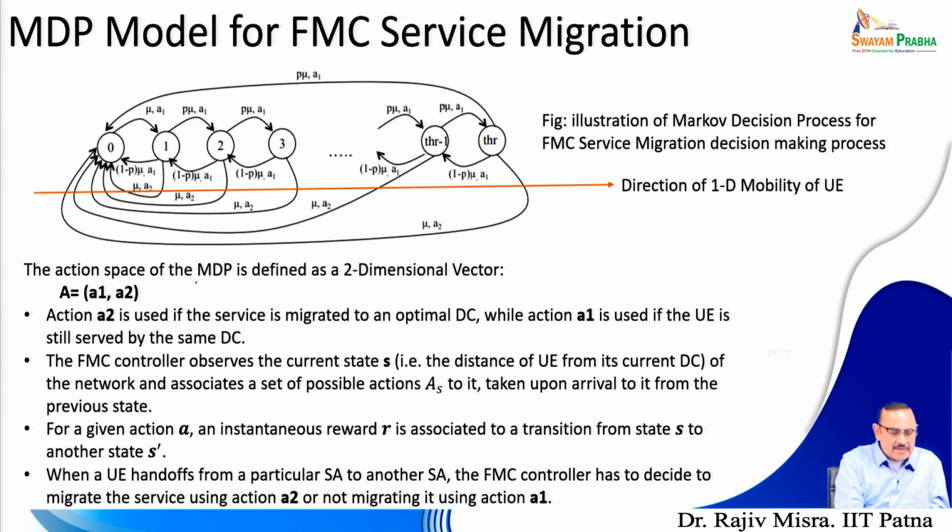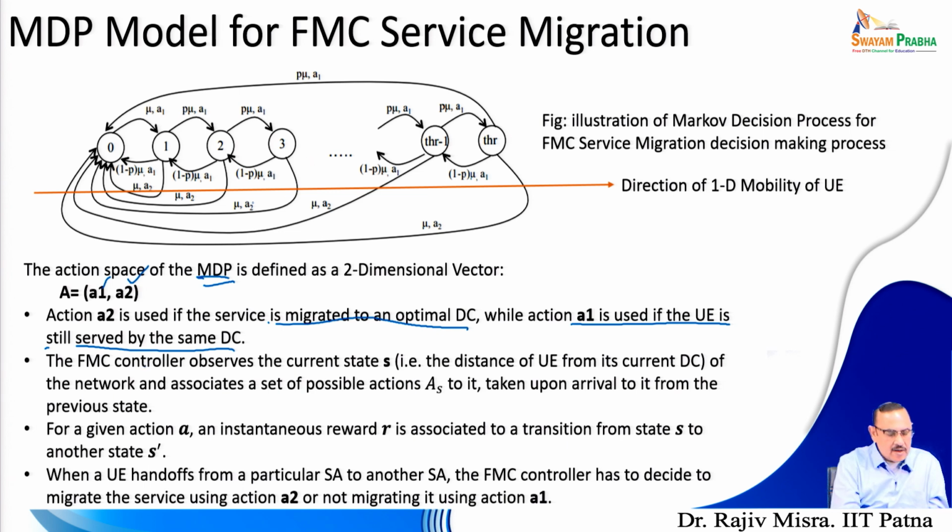So, the action space of the MDP is defined as a two dimensional vector, that is A1 and A2, where action A2 is used if the service is migrated to an optimal data center, while action A1 is used if the UE is still being served by the same data center. Here both the actions are shown in this particular model.